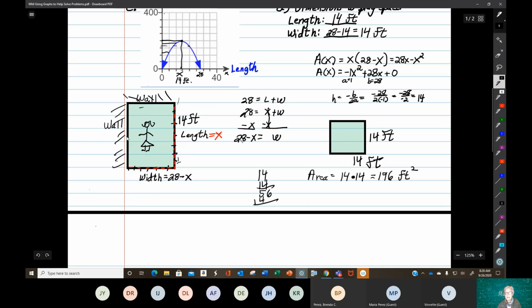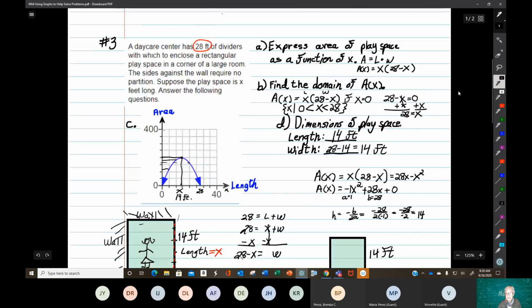And then you found the domain, which is totally new. If you were a builder, you actually use domain all the time. What am I allowed to let x equal? What am I allowed to let this length be? Which is the same thing as saying, well, what would make this make sense? What would make this not a play space? Well, if either side were 0. So that's how you find the domain.